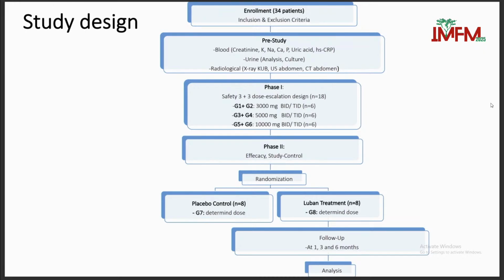Our primary endpoint is stone reduction. If stone size is reduced by 50%, or if the stone disappears, this is our primary endpoint, as well as disappearance of symptoms. If the symptoms are disappearing or at least reduced by 50%, this is also a primary endpoint. The secondary endpoints will be toxicity and side effects.